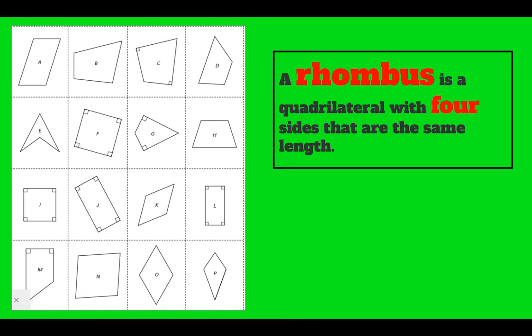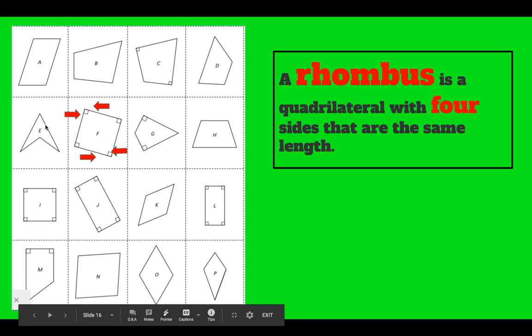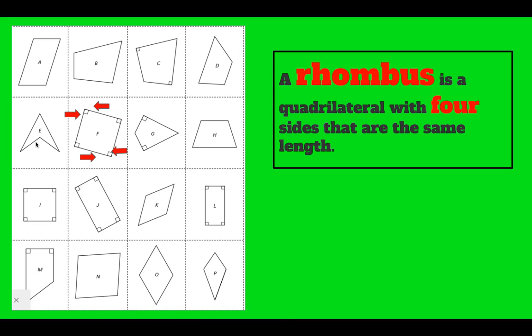A rhombus now is a quadrilateral with four sides that are all the same length. So not just the ones that are close to each other, but all four have to be the same length. So F, all four sides are the same length here. If I was to look at E again, that's a kite but this side is not the same length, so it would not be a rhombus. In order for it to be a rhombus, all four sides need to be the same length.